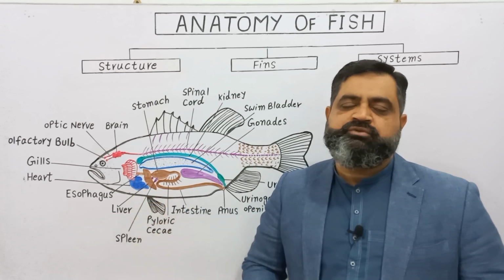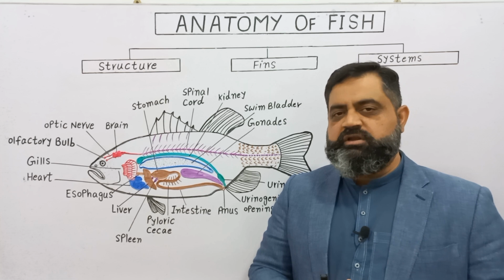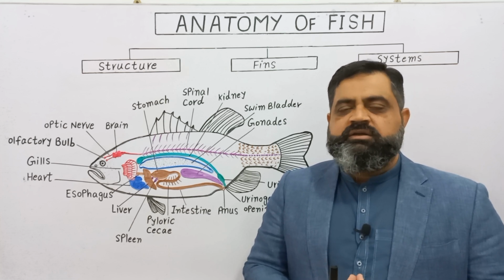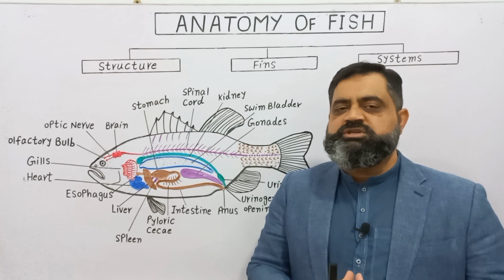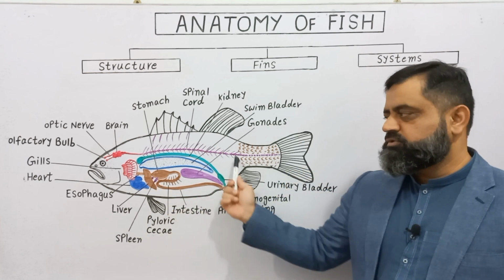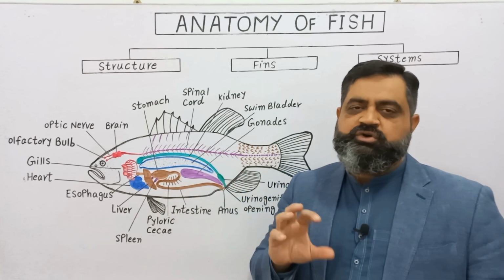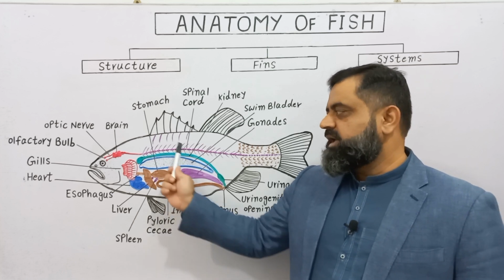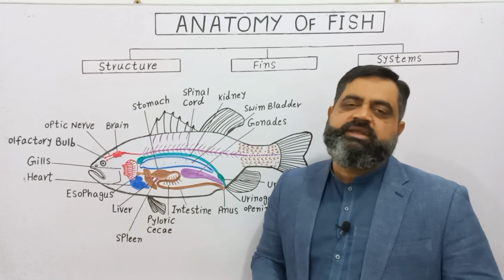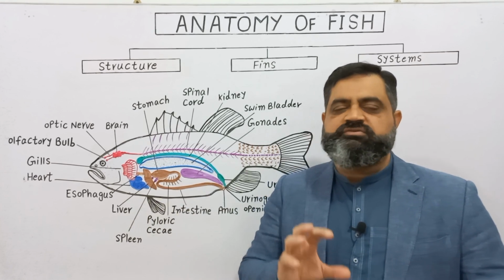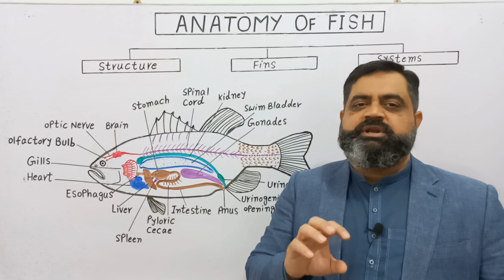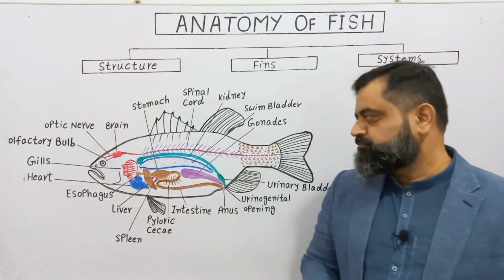The heart is composed of two chambers, the atrium and the ventricle. When these heart chambers contract, they provide this oxygenated blood to all parts of the body. And deoxygenated blood, after exchange of oxygen, comes back towards the heart and gills. So in this way, the circulatory and respiratory systems are present in these fishes.